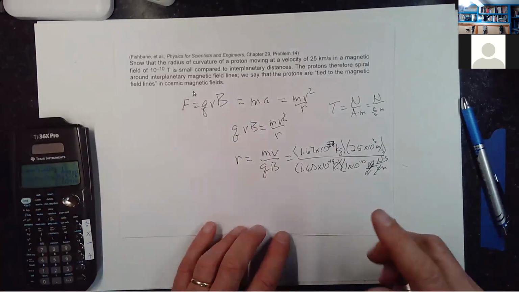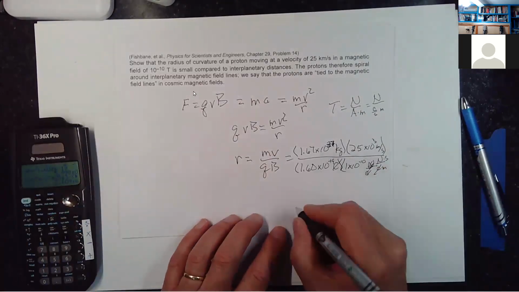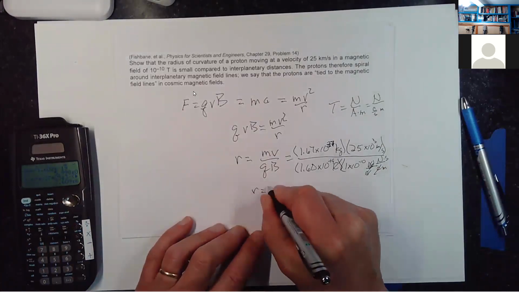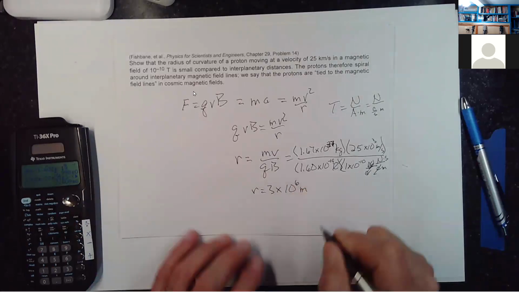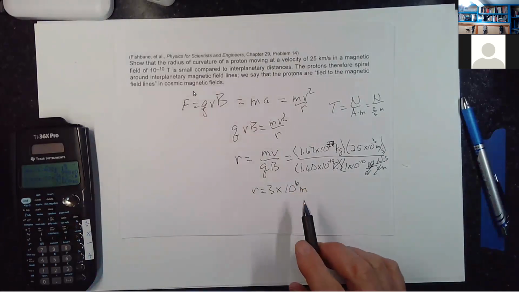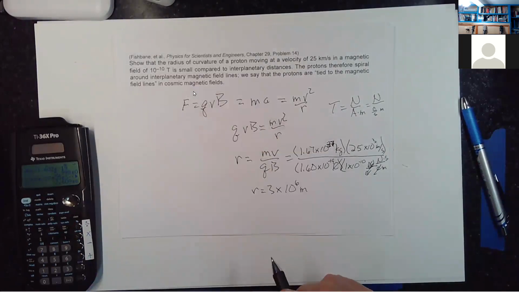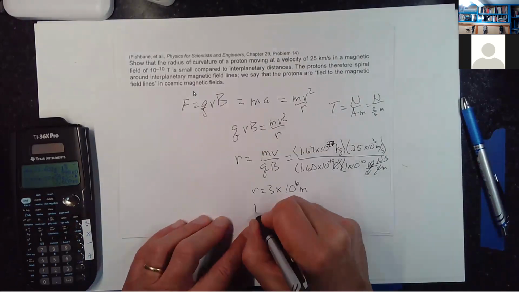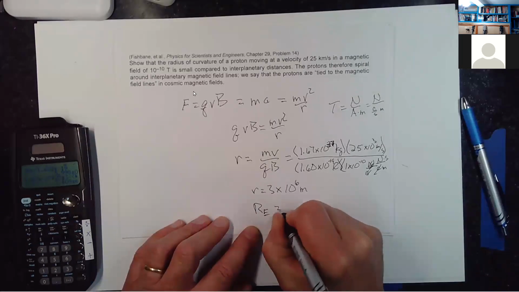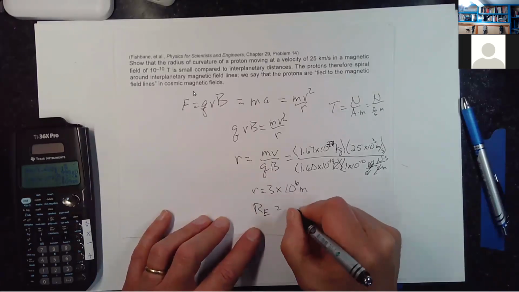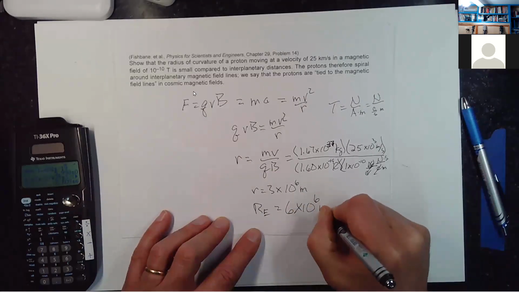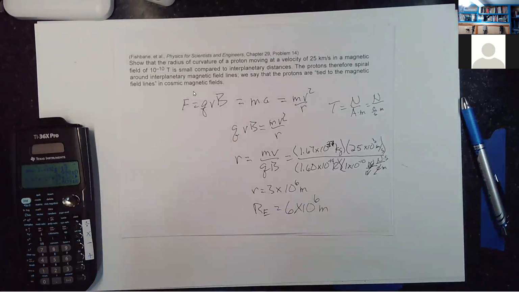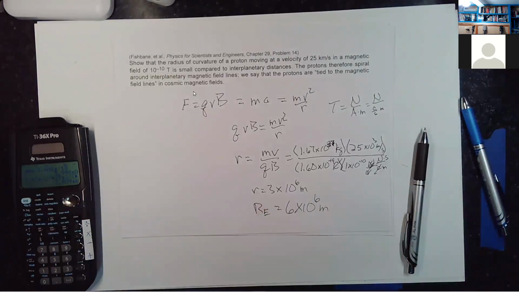And I get roughly 3 times 10 to the 6th meters. Okay, that is actually small compared to interplanetary distances, especially because the radius of the Earth, to one significant figure, is 6 times 10 to the 6th meters. And that's just the radius of the Earth. And so this is actually less than the radius of the Earth.